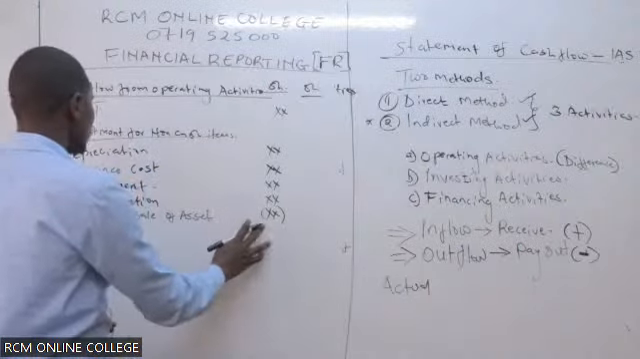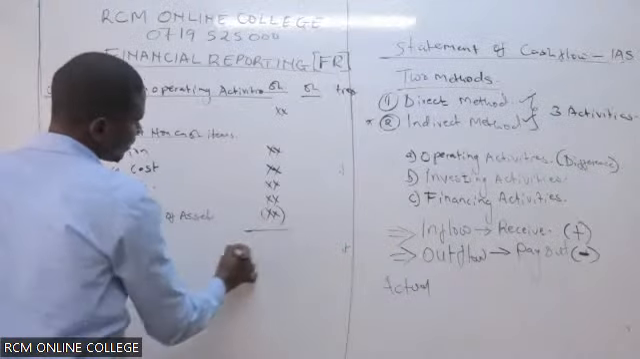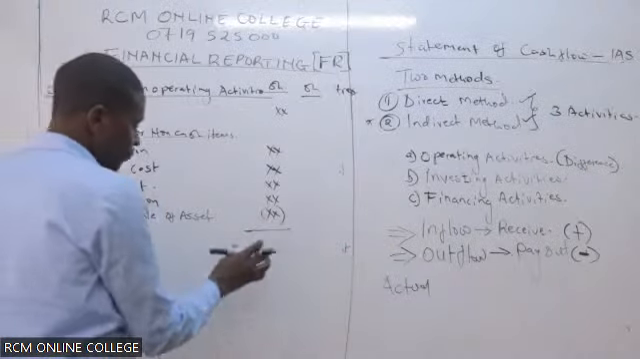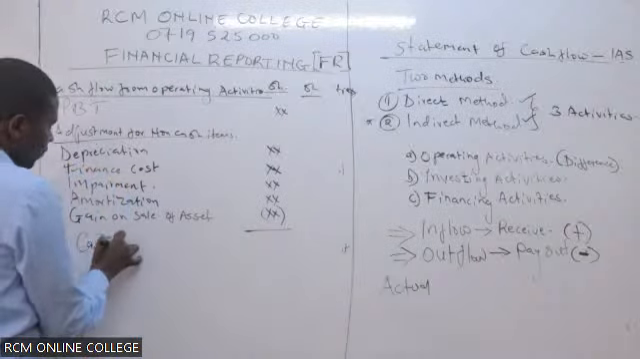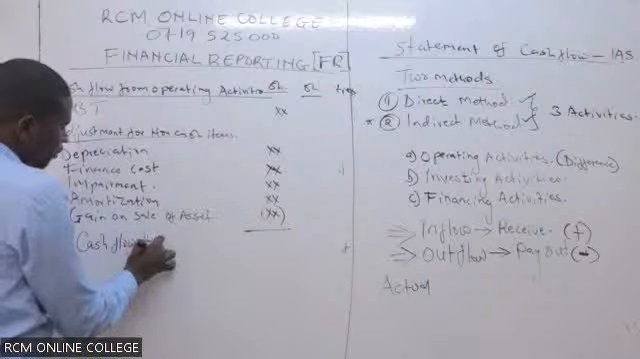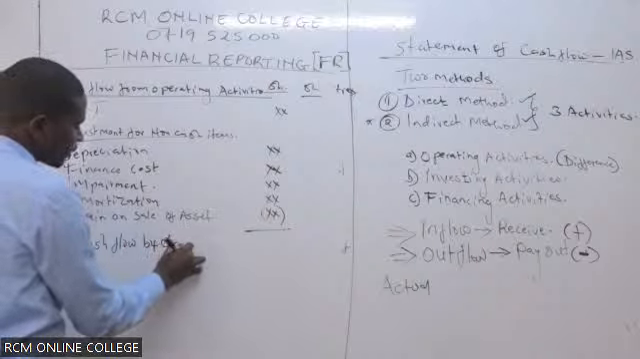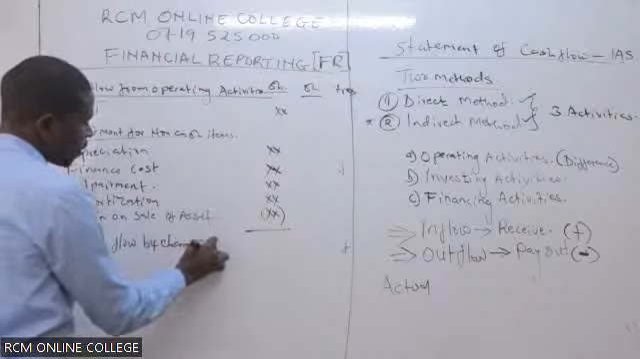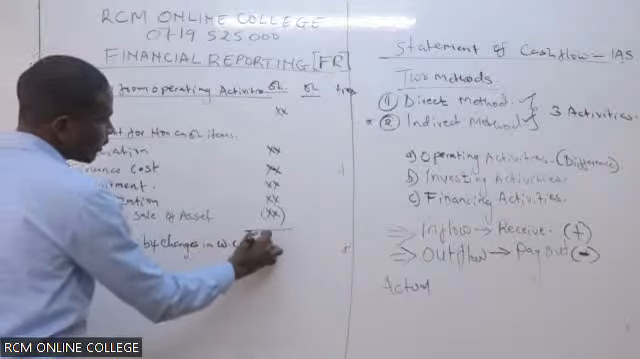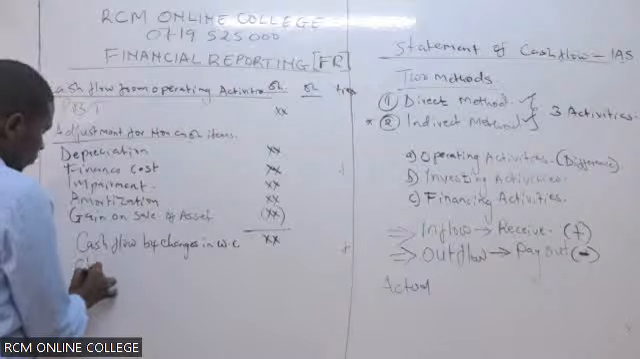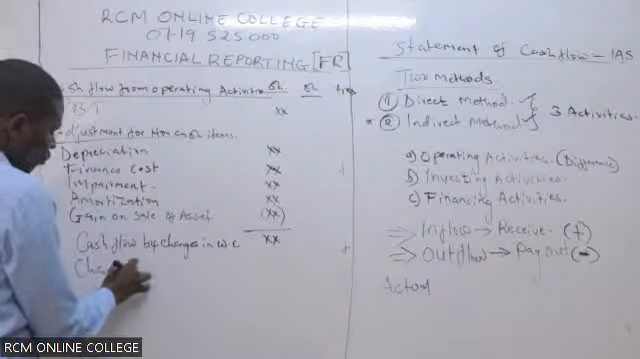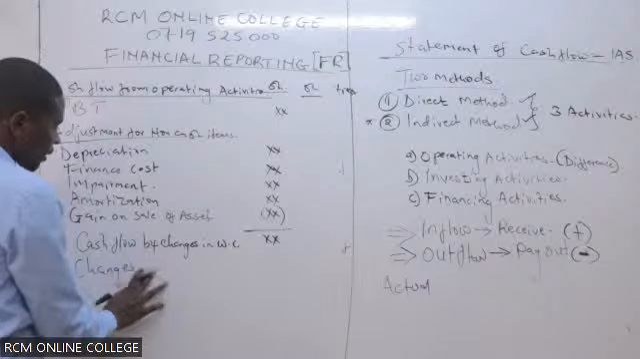Now, after you reach this point, whatever you get here will be cash flow before changes in working capital. Cash flow before changes, adjusting for changes in working capital, and then you come and put your changes in working capital here.